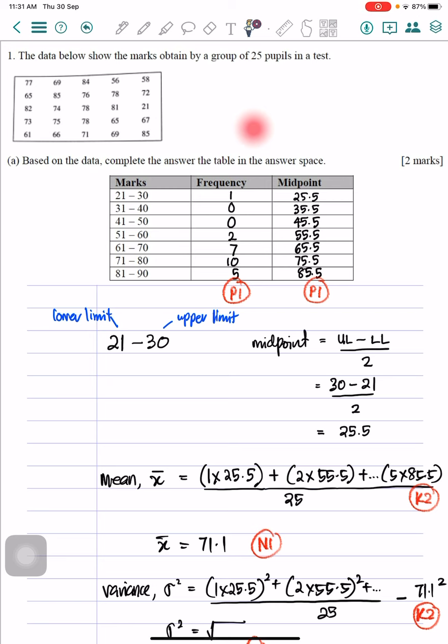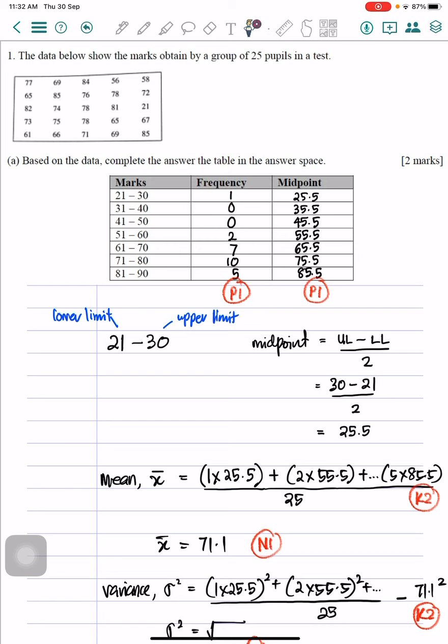Okay, there is one question here, about statistics, measures of central tendency. The data below shows the marks obtained by a group of 25 pupils in a test. Given the data there, based on the data, complete the table in the answer space. This is about the marks, class interval, the frequency, and midpoint.